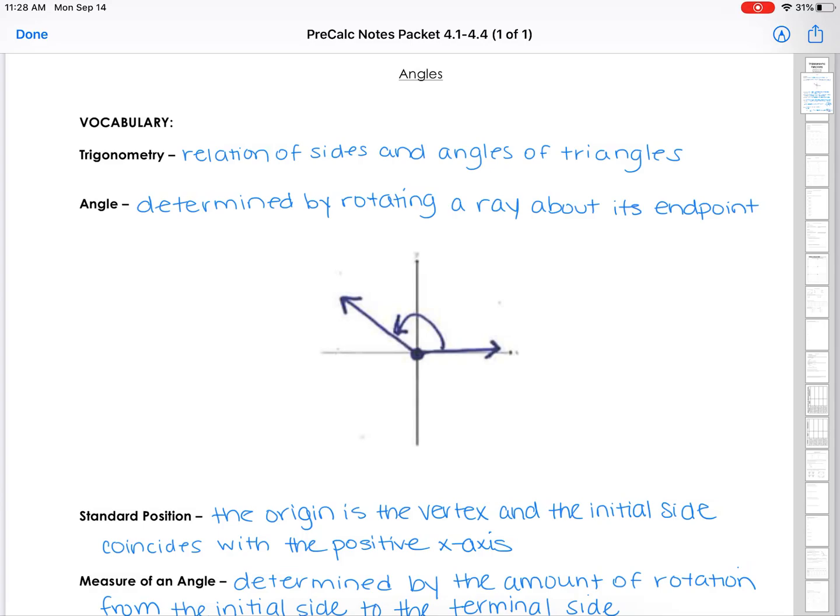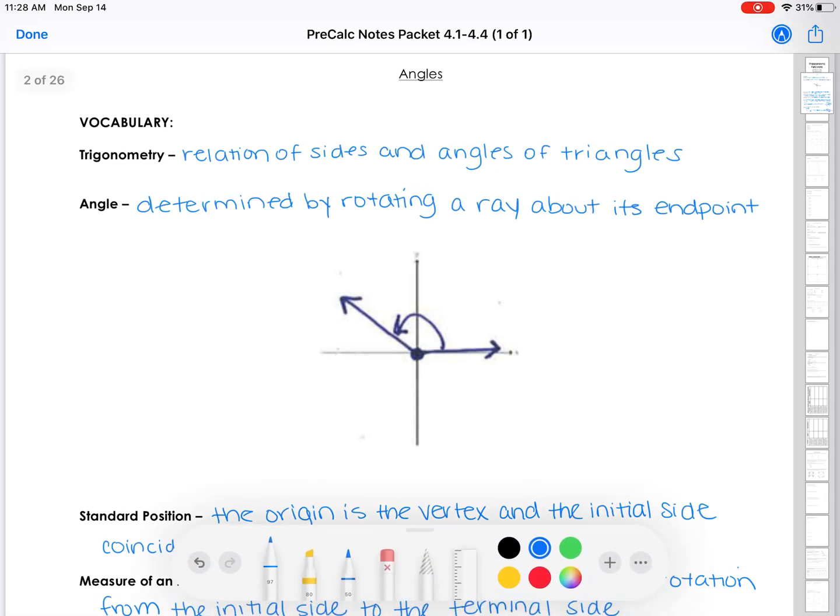An angle is determined by rotating a ray about its endpoint. So we saw this in the summer packet, and you'll see that we have our initial side, which is the side along the x-axis, the positive x-axis. So that's my initial side. We also have a terminal side, and that is the ending side of the angle. That's this one over here on the left, and that's my terminal because that's where the angle ends.